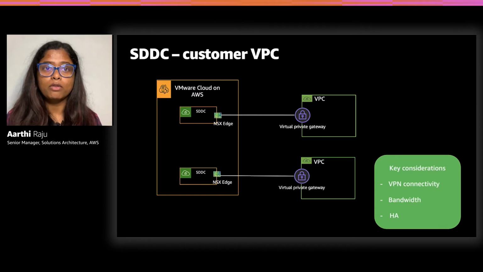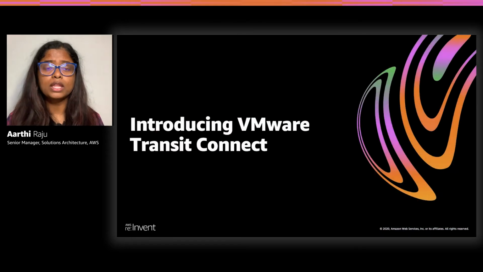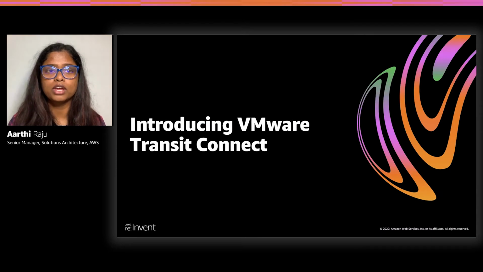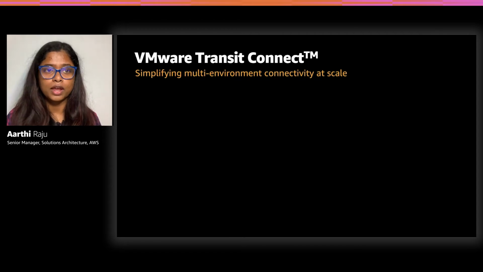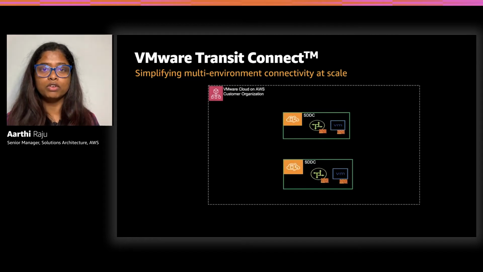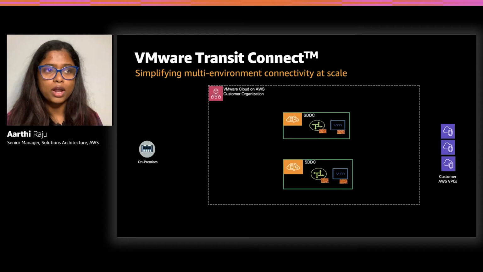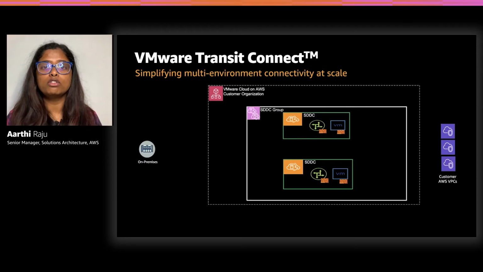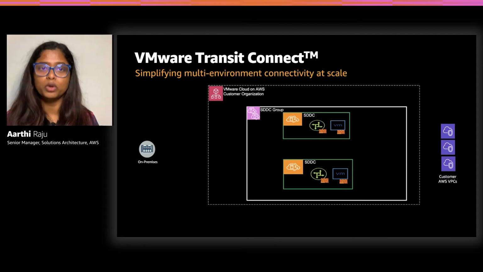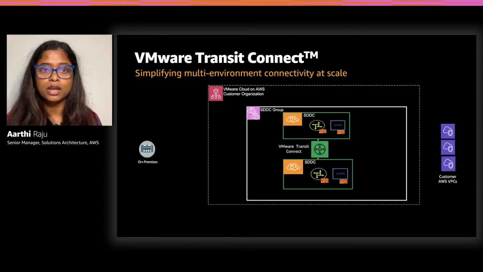But as we think about that scalability model here, this is where I want to introduce you to the VMware Transit Connect. So the VMware Transit Connect uses the AWS Transit Gateway that I discussed on the SDDC side. So if you think about this, we've got multiple SDDCs. And what I do is I've got my VPCs, I've got my on-premises environment. We introduced this concept called SDDC grouping. So within this SDDC group, customers can select the SDDCs that they want to communicate with each other.